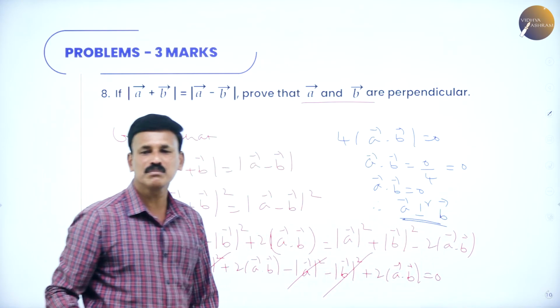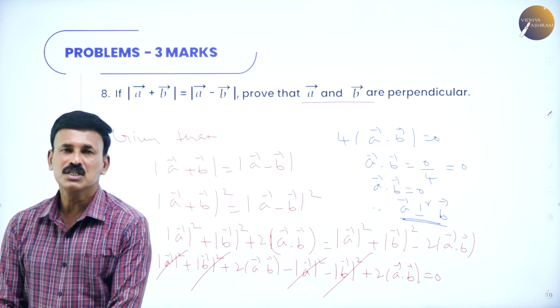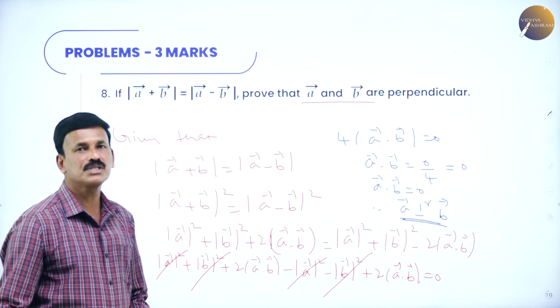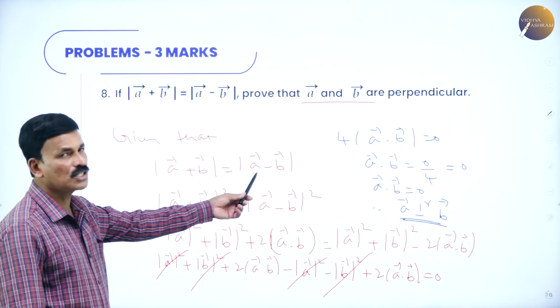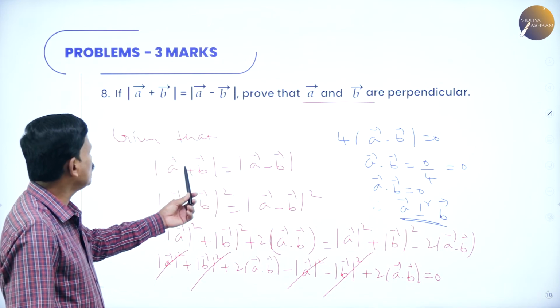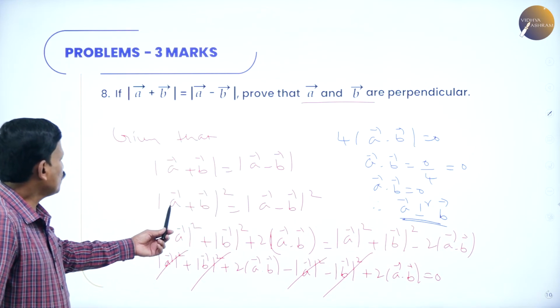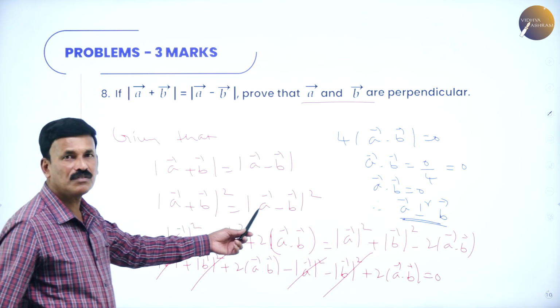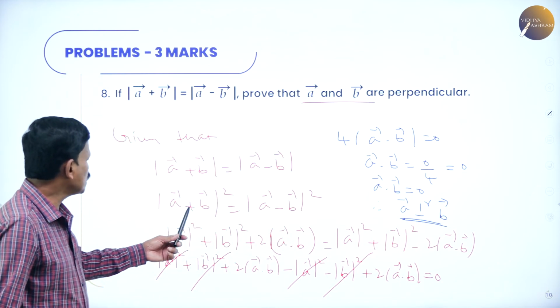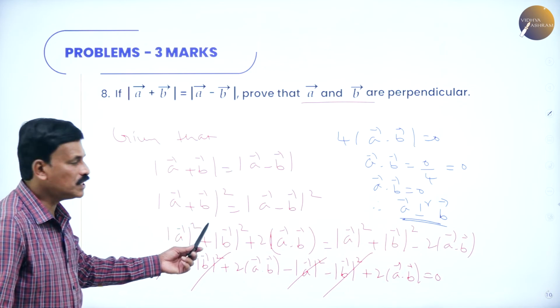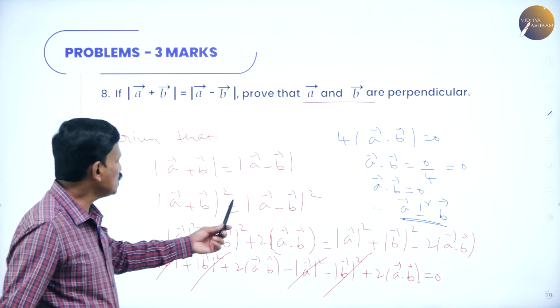That's it. Very simple problem. What is to prove here is show that the dot product is equal to 0. What is given? Length of a plus b is length of a minus b. Squaring on both sides. Length of a plus b whole square is equal to length of a minus b whole square. This can be written as (a plus b) dot (a plus b), (a minus b) dot (a minus b).